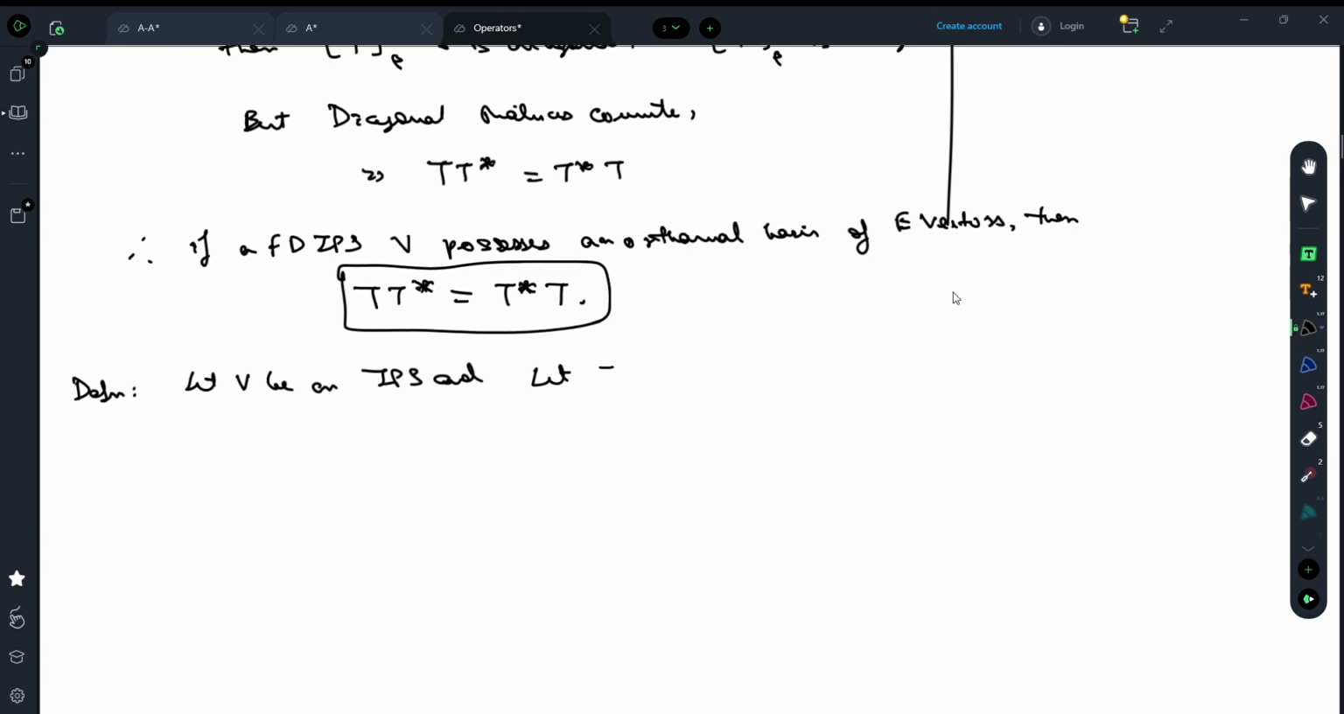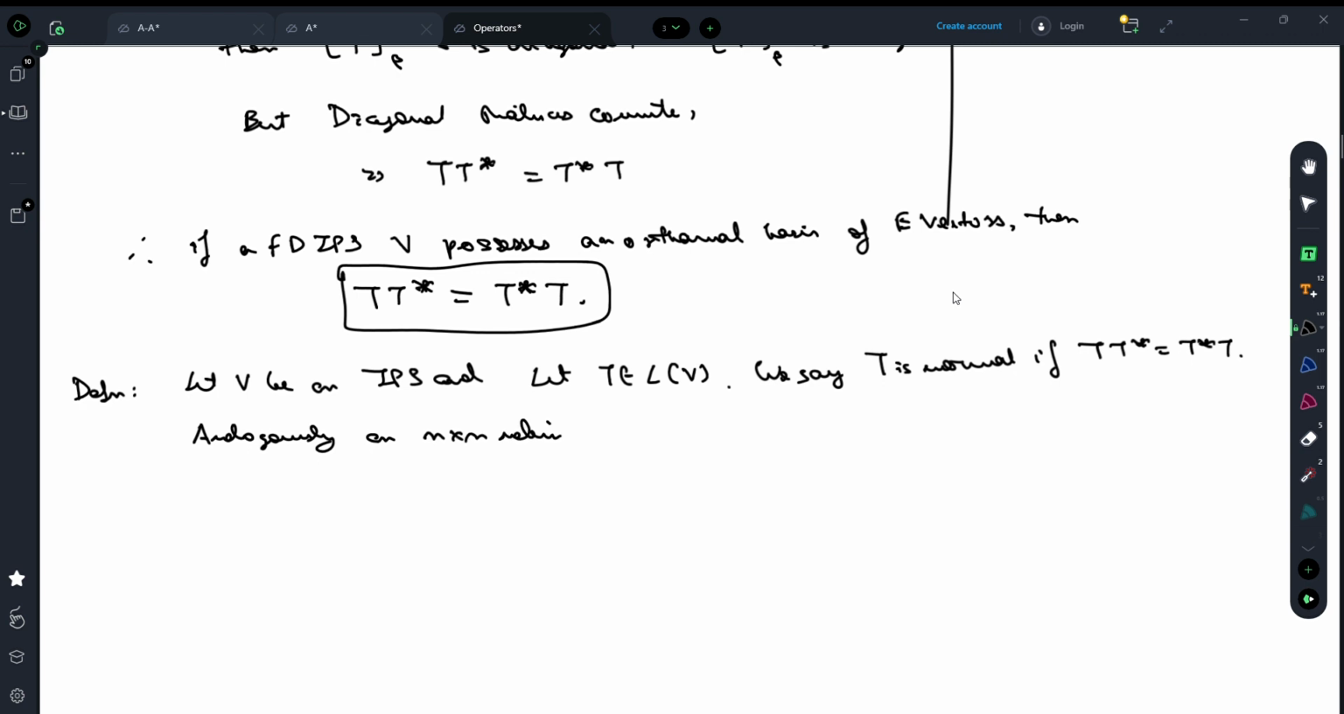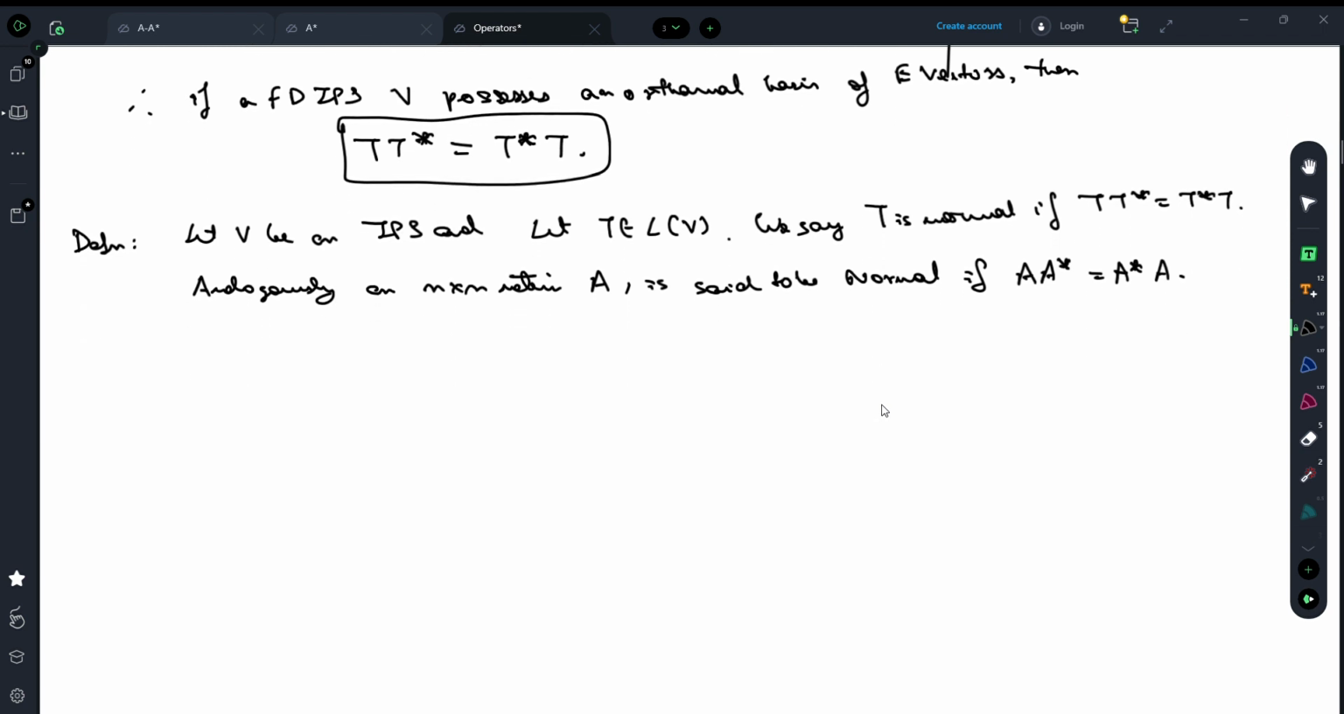Let V be an inner product space and let T be a linear operator on V. We say T is normal if T commutes with its adjoint. Okay. And in a similar way, we can also define a normal matrix analogously: an n cross n matrix A, real or complex, is said to be normal if it commutes with its conjugate transpose. Clear?